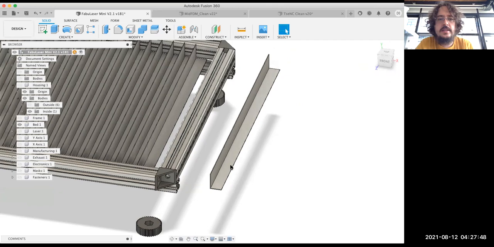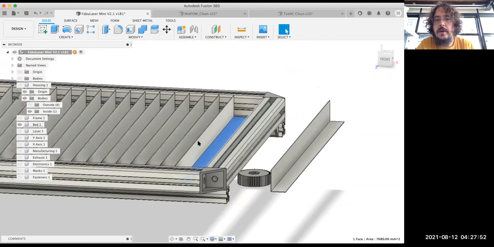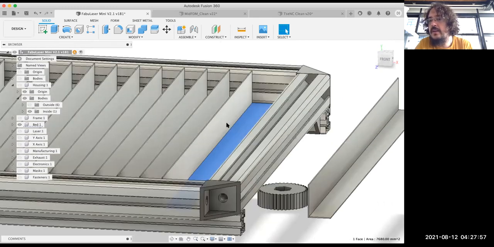And also the distance that is in here, from here to the top, makes the laser highly unfocused in a way that this will never reflect back the laser, either to the machine or to the piece itself.